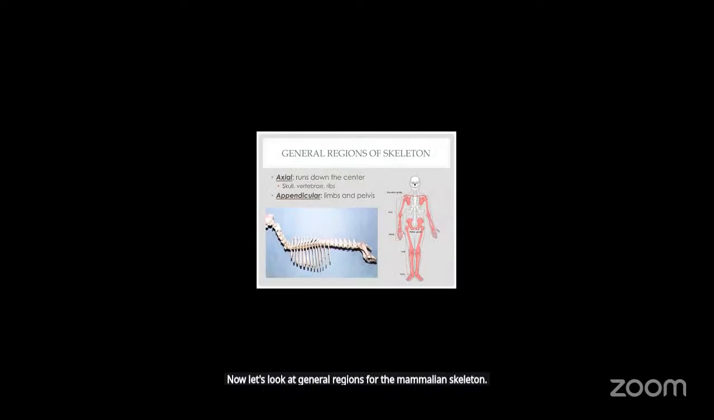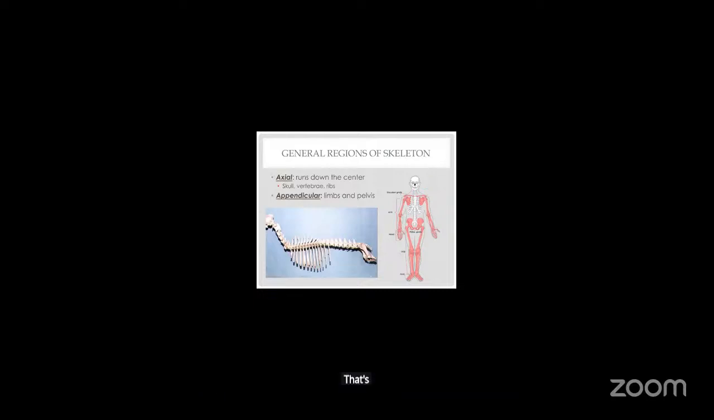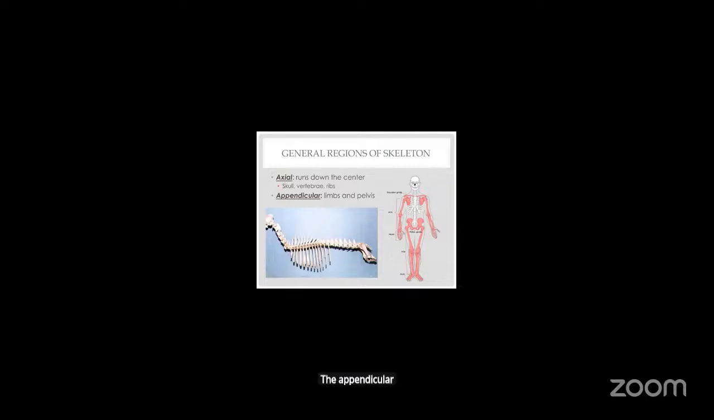Now let's look at the general regions of the mammalian skeleton. It's divided into two broad parts: the axial and the appendicular skeleton. Axial, that's the central axis of the skeletal system, and this comprises the skull, the vertebral column, and the rib cage. The appendicular will be the limb and the pelvic systems. And that's what we see.